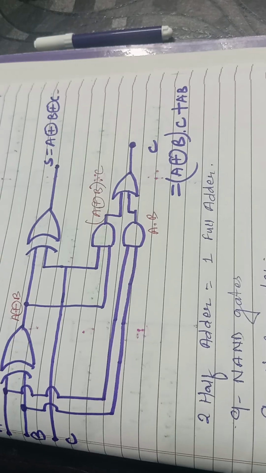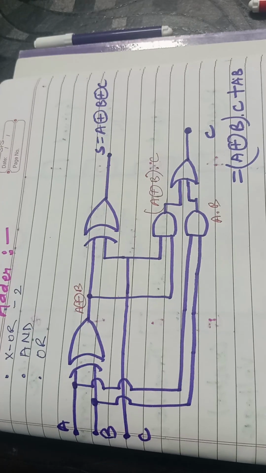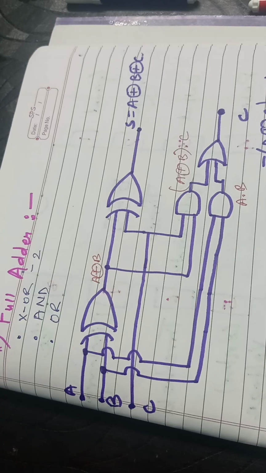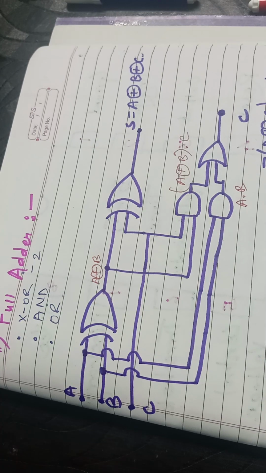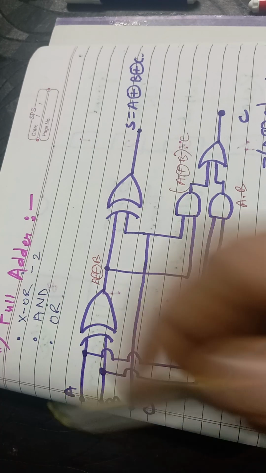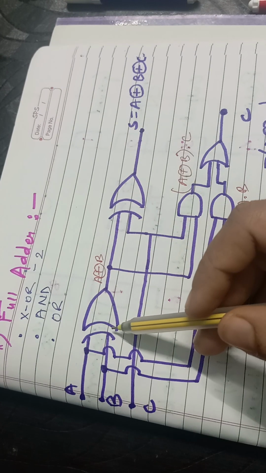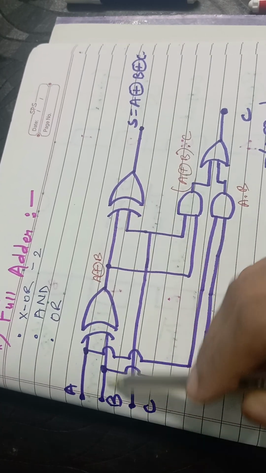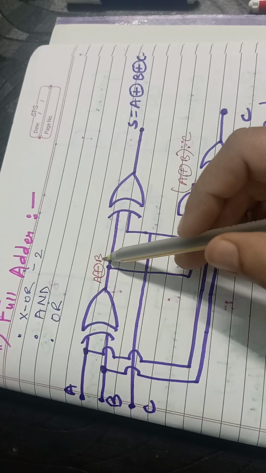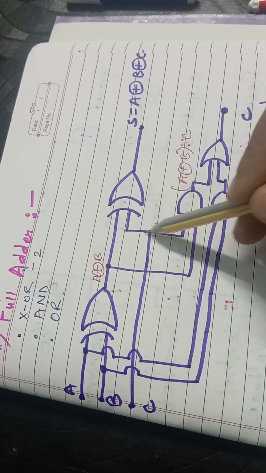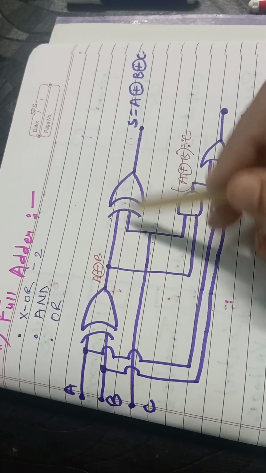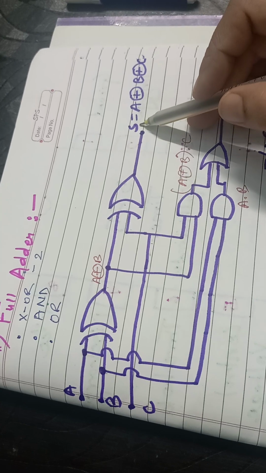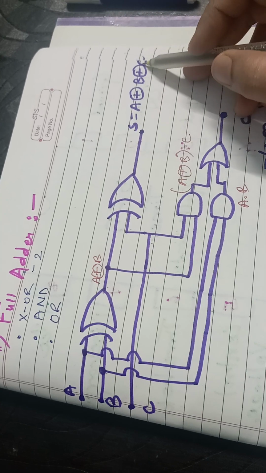Now come to the full adder. In full adder three input terminals are required, means we need two XOR, one AND and one OR. So here one XOR is used for the two inputs A and B, and now the XOR of A and B is provided with the another input called C. So the sum part we are getting, sum will be A XOR B XOR C.